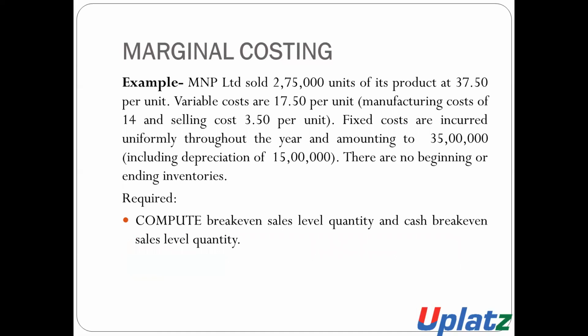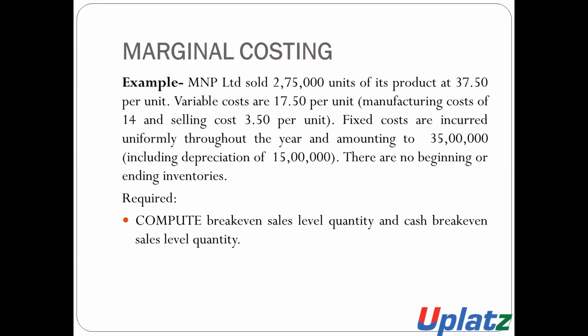Now, we will discuss it by way of an example. M&P Limited sold 2,75,000 units of its product at 37.5 rupees per unit. The variable costs are 17,50,000 rupees, which include 14 lakh rupees as manufacturing cost and 3.5 lakh rupees as selling cost.